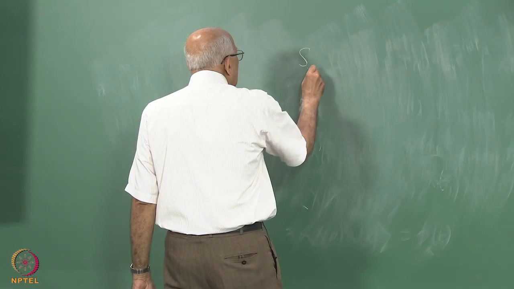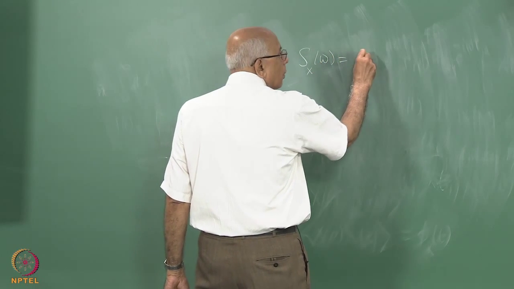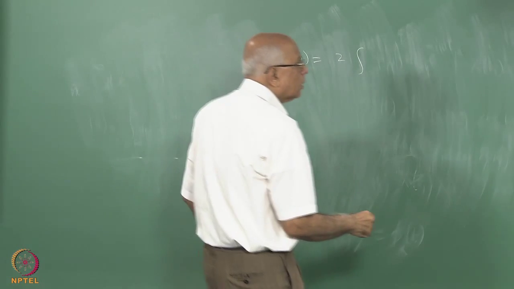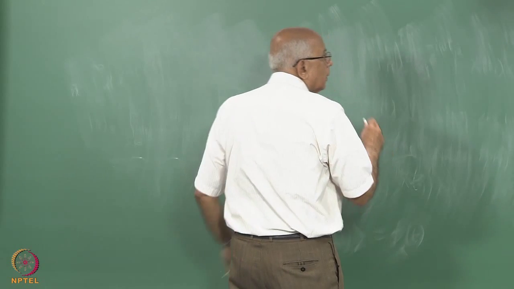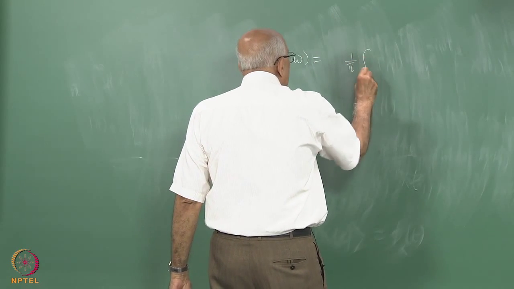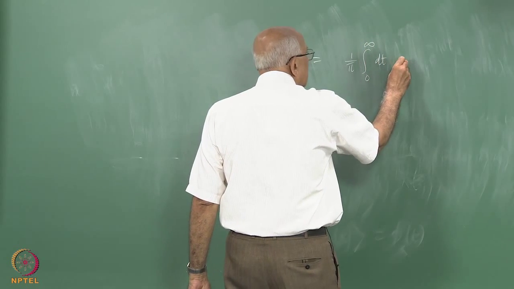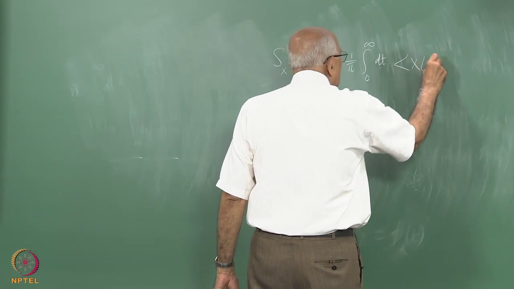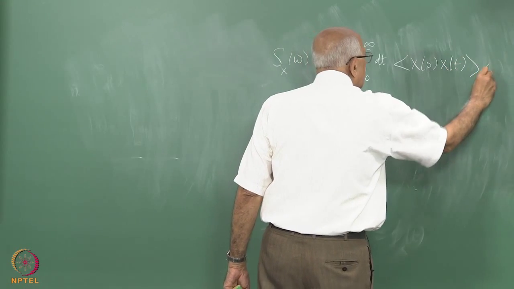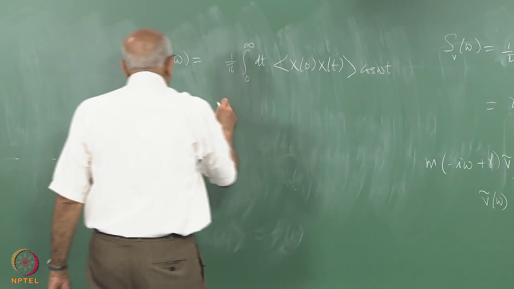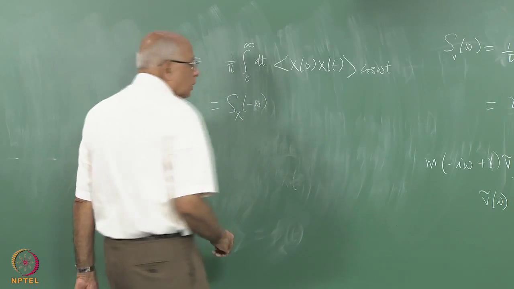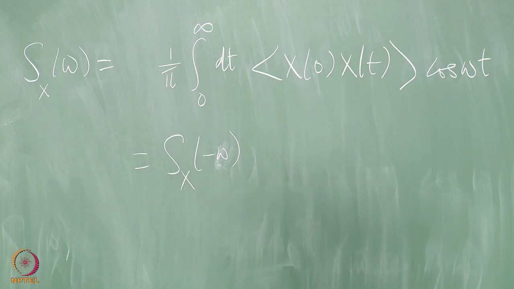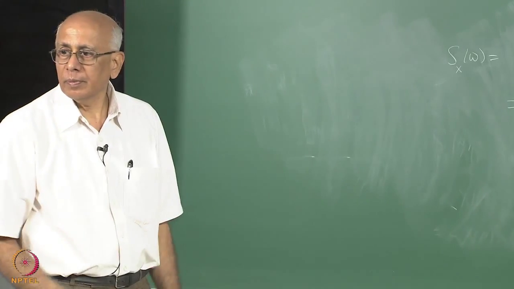We found that Sx of omega was equal to twice, let's get all the pi factors right, 1 over pi integral 0 to infinity dt x of 0 x of t cos omega t, and this is equal to Sx of minus omega. So it's a symmetric function of the frequency formally. That's a useful piece of information. That's one of the symmetries in the problem, right?